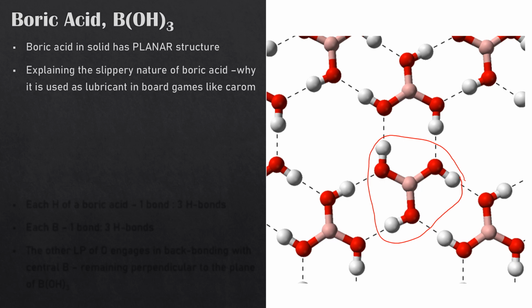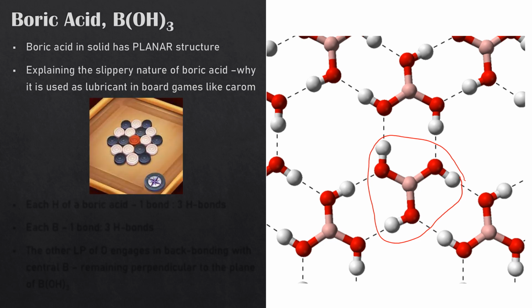This slippery nature of boric acid is what has been used in different cases as a lubricant, like we use this in carom board games. You remember those carom games where we were putting some white powder, that was boric acid basically. That slippery nature of boric acid comes from the fact that the structure is actually like graphite. In graphite, there was one such layer, and there was another such layer. These layers were bonded by relatively weaker van der Waals forces, so one layer was sliding past another layer. That's how graphite was working as a lubricant.